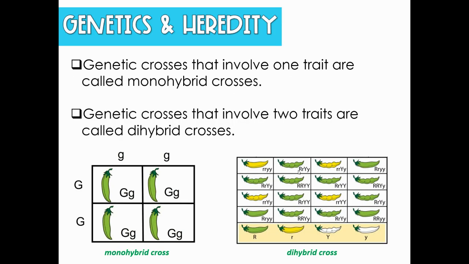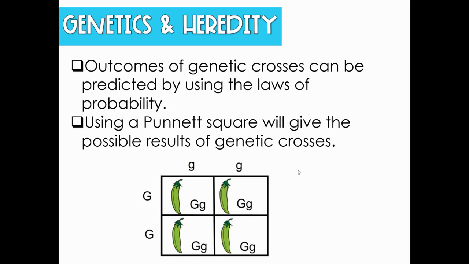Now we use genetic crosses in heredity. We use genetic crosses to determine the probability that a certain trait will show up. Genetic crosses that involve one trait are called monohybrid crosses. These are a more simple form. And then we can get really complex. This year we also talked about dihybrid crosses, where we cross two traits. These are a little more complex.